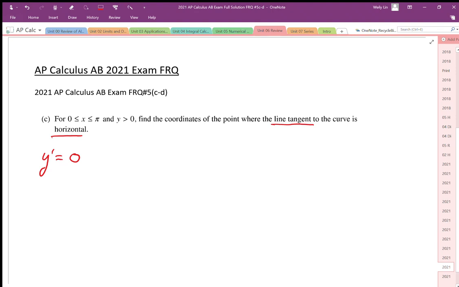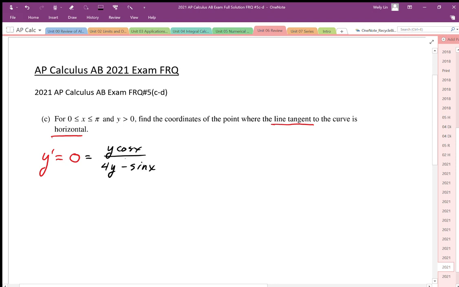Part C of question number 5 says, for the interval 0 to pi and for y greater than 0, find the coordinates of the point where the tangent line to the curve is horizontal. Okay, so we want to find where the derivative is equal to 0. So I've set the derivative equal to 0, and the derivative expression is y cos x over 4y minus sine x. Okay, so this is what was given in the first part.